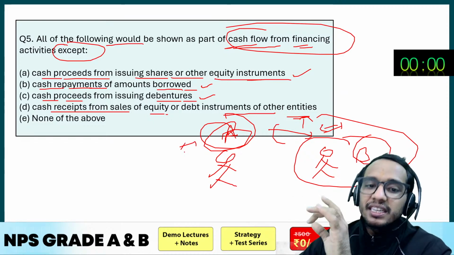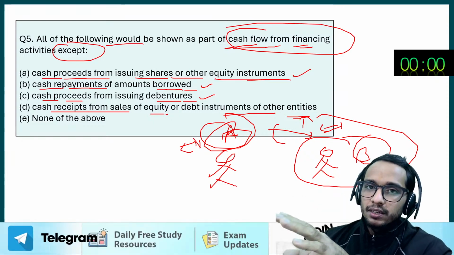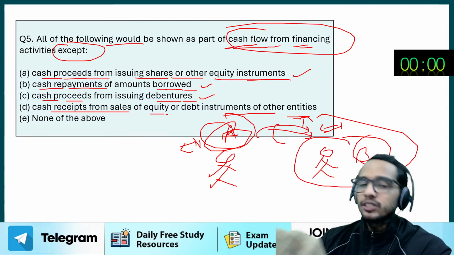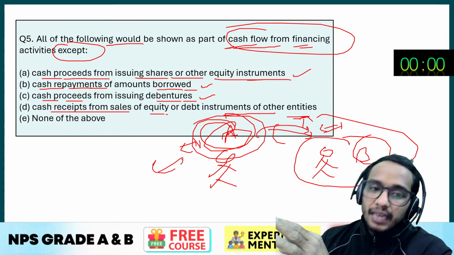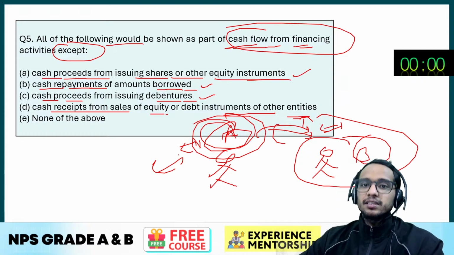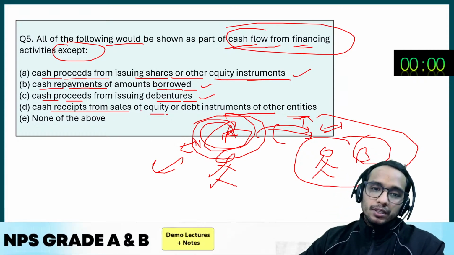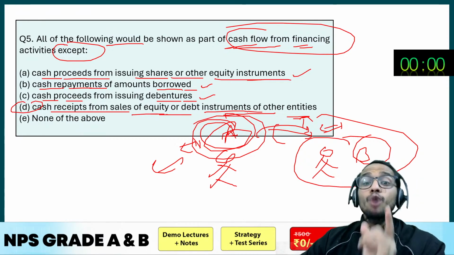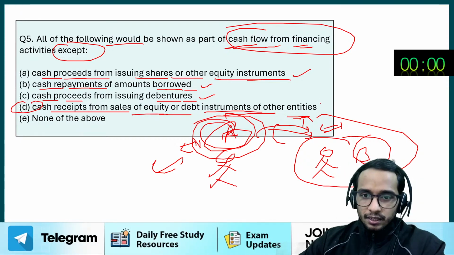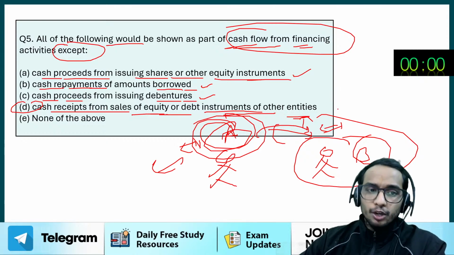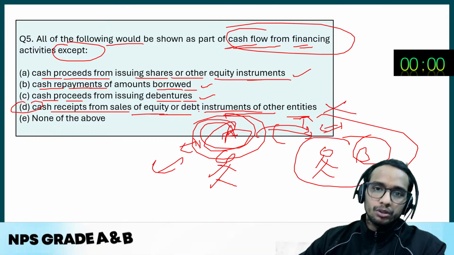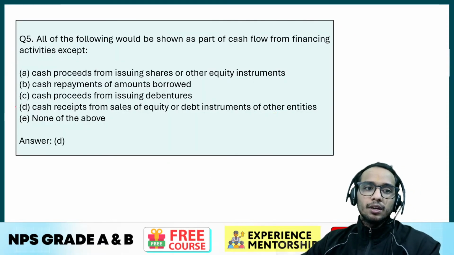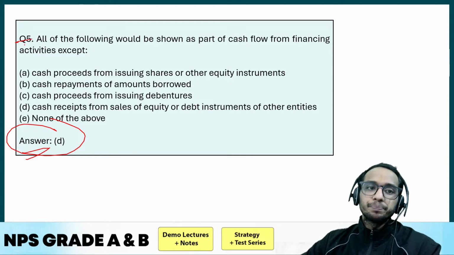You are not raising funds for your own company. What you are actually doing is investing in other companies' shares. So for company A, it is a type of investing activity. So the answer would be option D, cash receipts from the sale of equity or debt instrument of other entities. It is a type of investing activity, not financing. So the answer would be option D. Cool? Chalo, let's move ahead. See, the answer is option D.